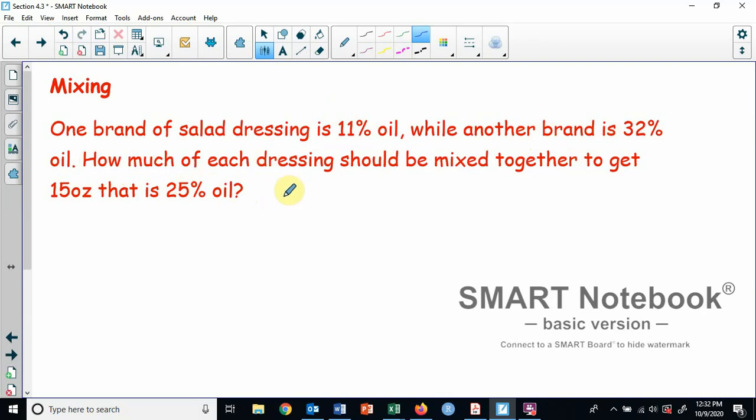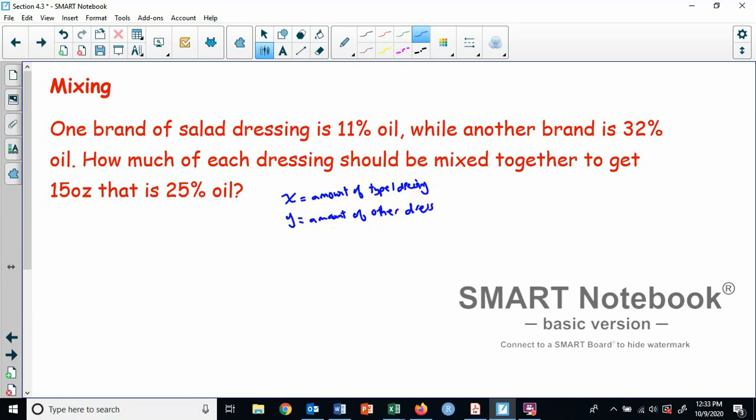So let's just let X be one of them and Y be the other. Let's call X the amount of type 1 dressing, or first dressing, or whatever you want to call it, and Y the amount of the other dressing.